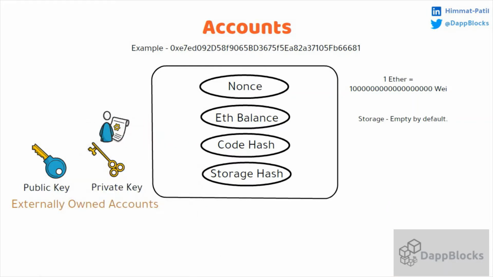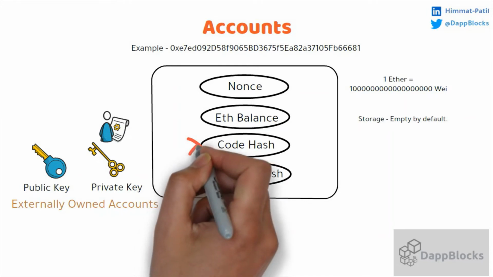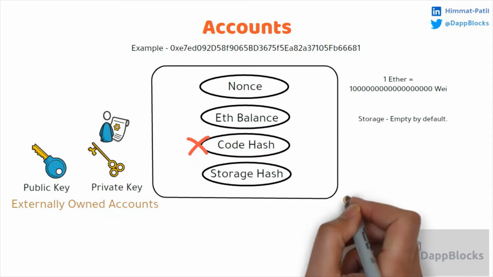Private key is used to sign a transaction to ensure it was signed by the sender and grant the permission for the transaction. For externally owned accounts, the code hash field is the hash of the empty string. That means it cannot contain EVM code.